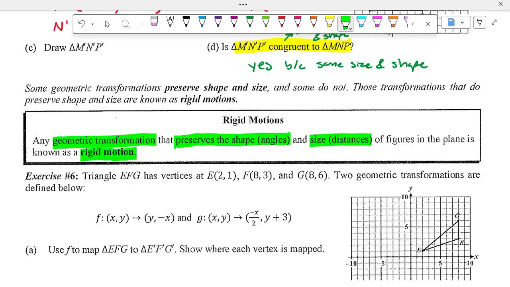So if I say that a transformation is a rigid motion, I mean that no matter what we do to that figure, when we perform the transformation, it will make those 2 shapes be the same size and the same shape. Nothing will change about them besides their position. Okay.